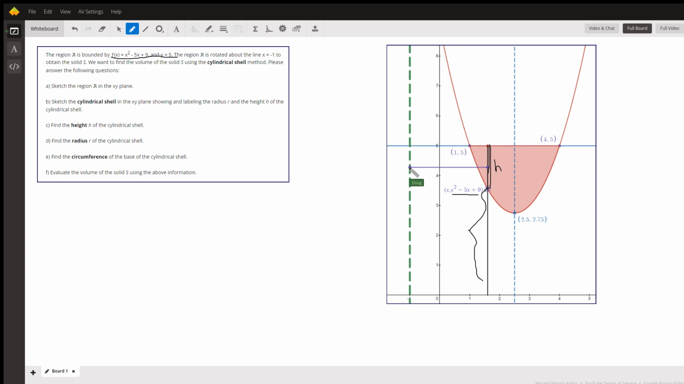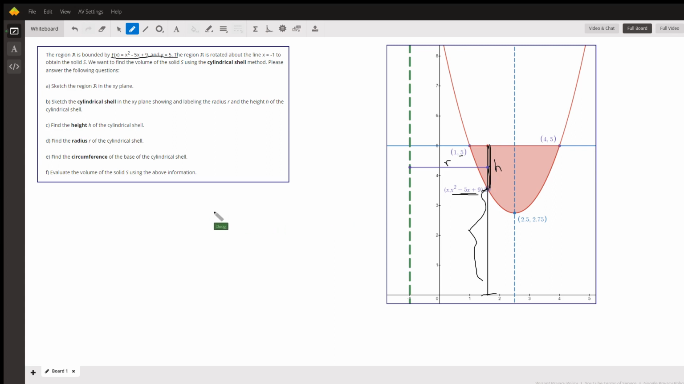And the distance from the axis of revolution to the center of that shell is the radius of the shell. So this is a typical cross section right here. We need expressions for h and r in terms of x. Well, this h is a vertical distance, and it's actually the difference between this y-coordinate and this y-coordinate. In other words, this whole segment has a height of 5, but if we take away this part, we'll have the height of the shell.